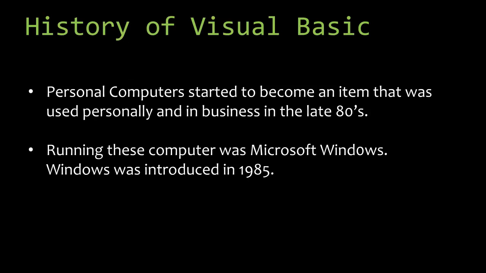Personal computers started to become an item that was used personally and specifically in business in the late 80s. So PCs haven't been out forever. They literally started about, I guess, 40 some years ago now, where they started becoming more of a mainstay in business. With that, to run these computers, Bill Gates did his magical thing and actually wrote Windows, which was introduced in 1985. Again, businesses really didn't start using these types of things on an everyday basis until really early 90s, late 80s. Prior to that, everything was a mainframe computer, kind of those dummy terminals and so on that you may have seen here and there on TV.